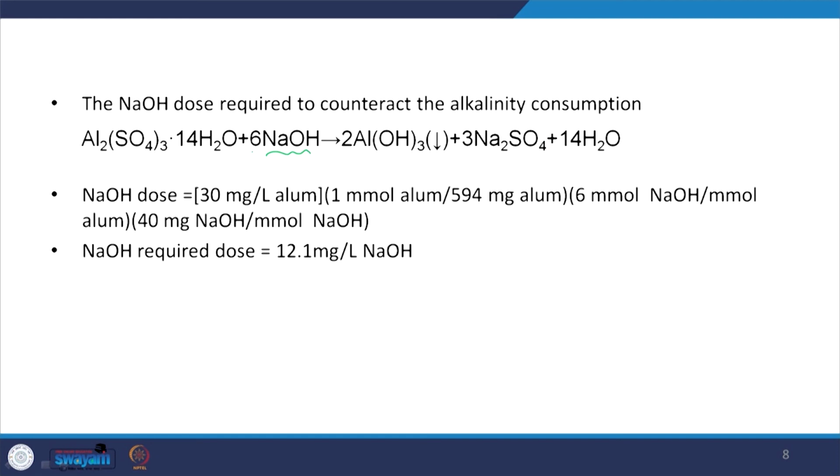So again you see that for 1 mole of alum you have 6 moles of NaOH. Let us take this approach, 30 milligrams of alum per liter and molecular weight division to get the molar units, and here I see that for 1 mole of alum 6 moles of NaOH are required. So 6 moles of NaOH per mole of alum, and then the molecular weight of alum, so that I get the units in terms of NaOH.